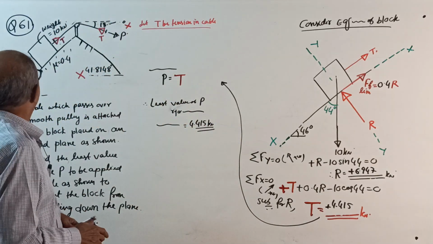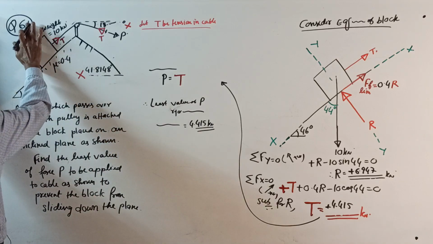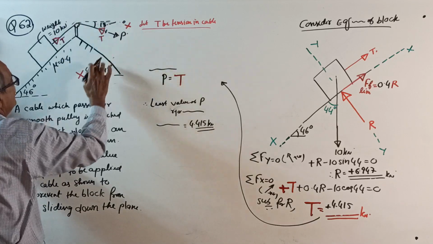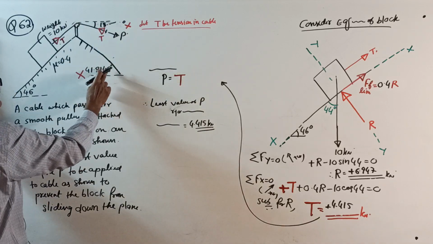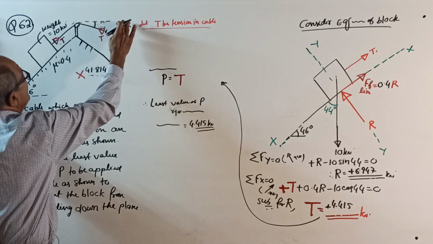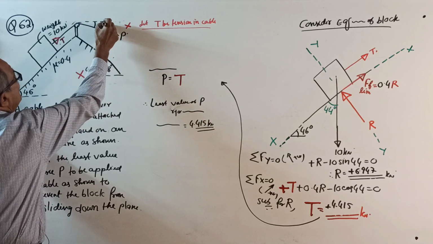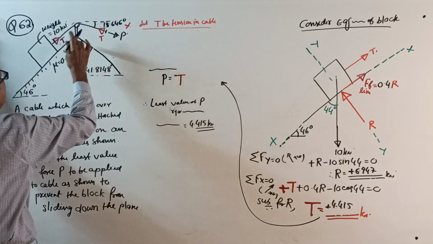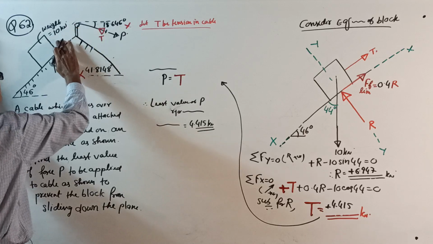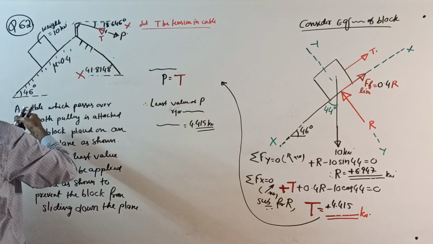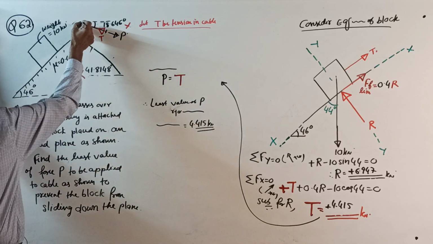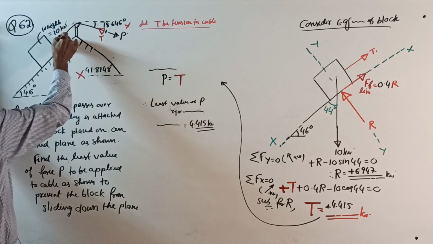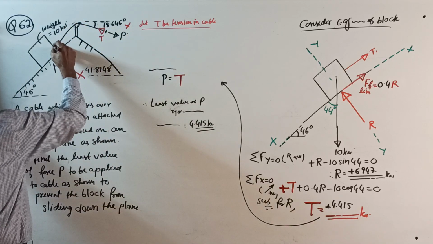That's all. Now, question 62. Same question I will solve, 62. This time I will once again give 41.8148. This angle I don't remember. Okay, I'll write here some other angle now, 18.646 degrees. And here, P. I will see that the cable will come this way. This is the cable.